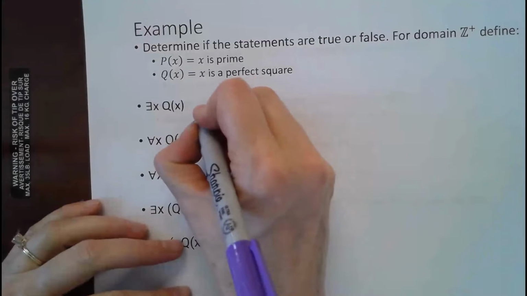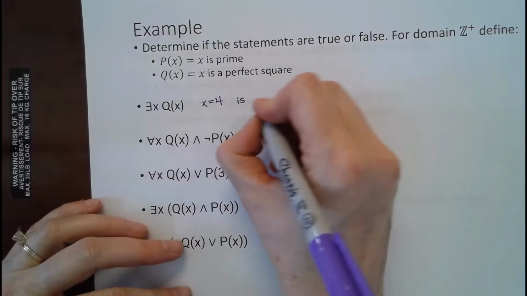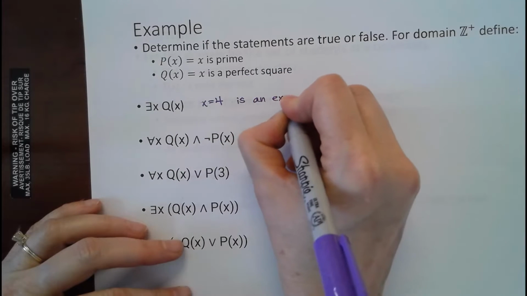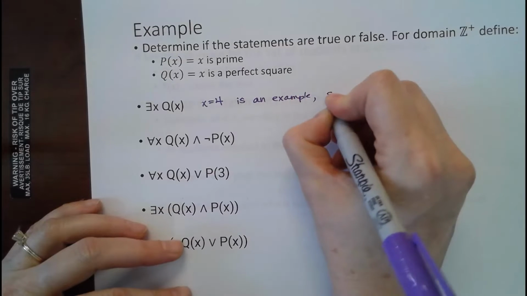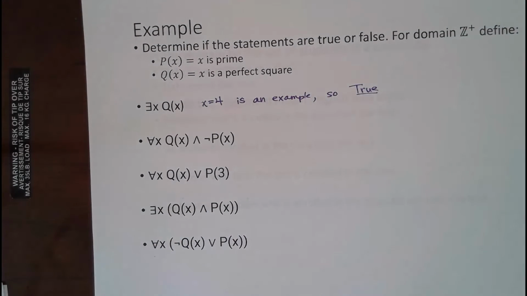So, x equals 4 is an example. So this one is true. Just need one example to prove that an existential is true. Okay. On to the next one.